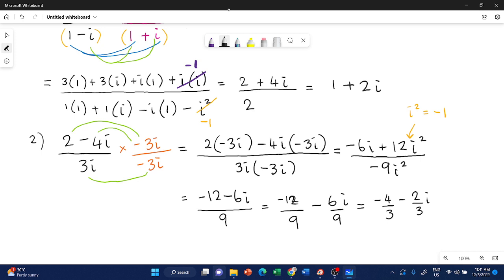Okay, do you have question for number 2? No, madam. Madam, yes. The last answer, negative 4 minus 2i, does it have to be in a separate form? So what do you mean separate? Separate like real and imaginary. Yes. Yeah. Better you do that one. Okay.